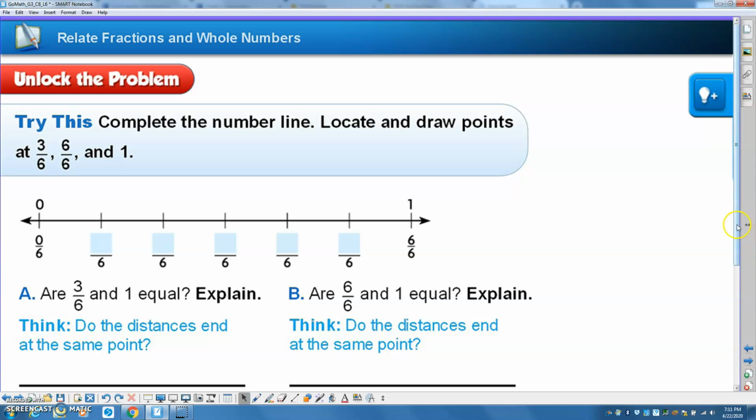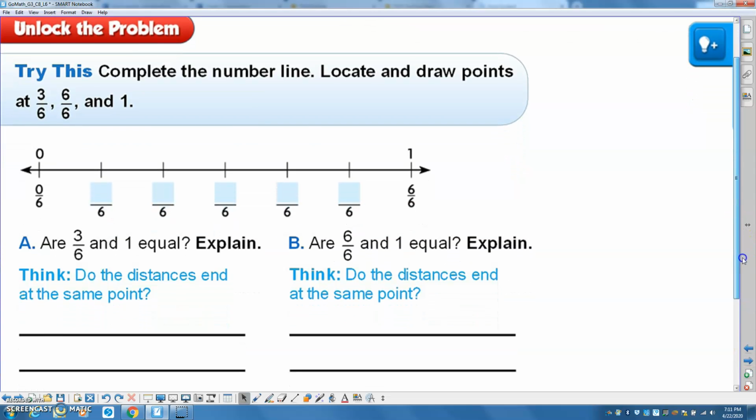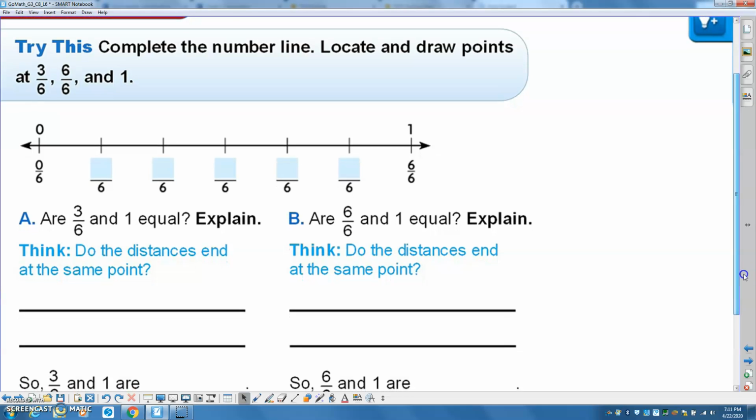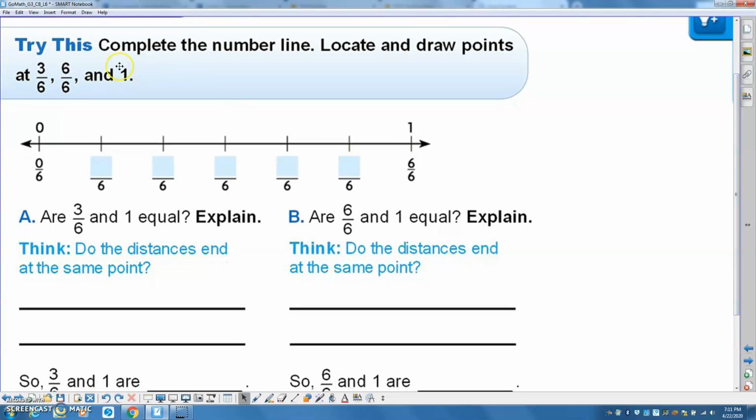We have a number line again, and we want to see if these 3 sections of our number line are equal. So we're going to find 3/6 and we're going to put a point. We're going to find 6/6 and we're going to put a point, and then we're going to find our 1 whole and put a point. So let's take a look right here at our number line.